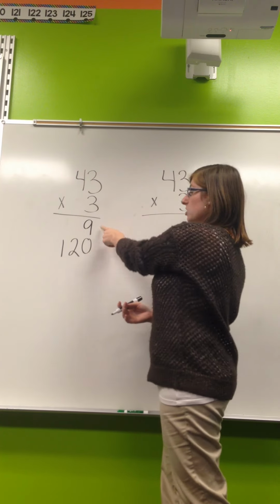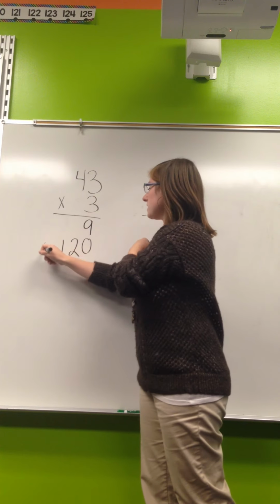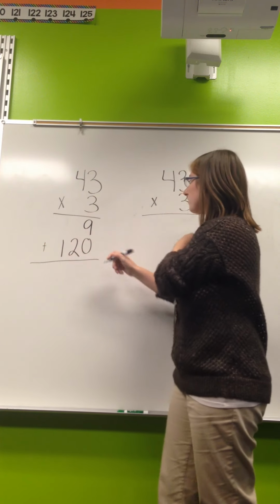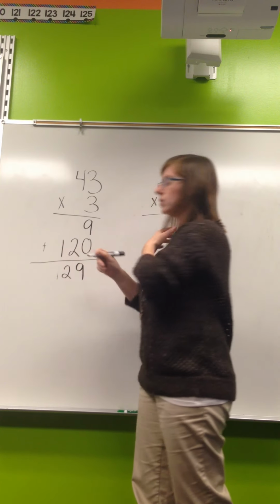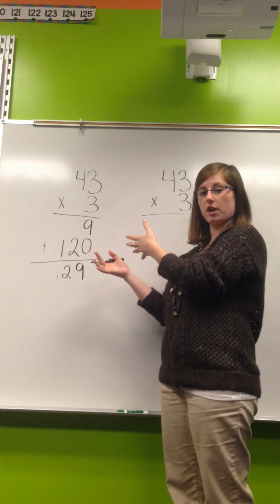Now that we have our partial products, we can add them together to get our answer of 129, and that's the partial product strategy.